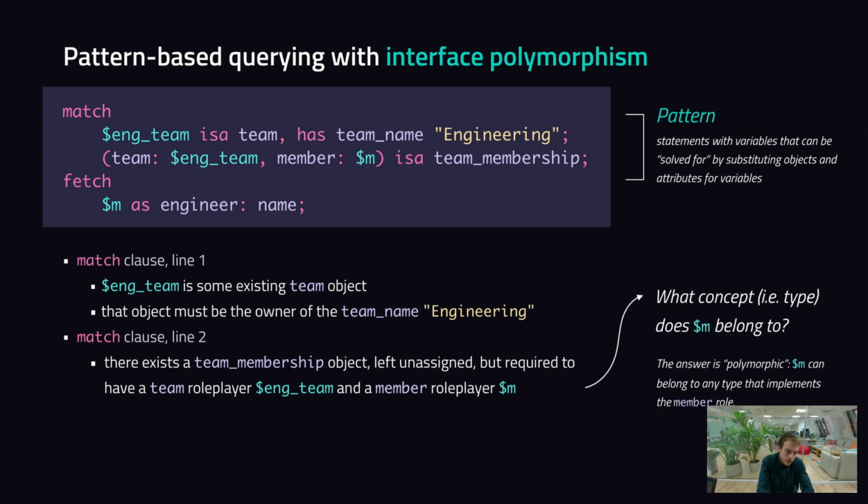So what does that object stored in the variable $m now represent? Which concept does it belong to? Well, the answer is in a way polymorphic, because the only thing we know is that m now belongs to data in some type that implements the member role, that plays the member role. In this sense, we can query potentially many types at the same time, as long as these types implement the member role. And then the fetch clause is only interested in the variable $m, so it fetches m as an engineer and returns the name for each of our engineers.